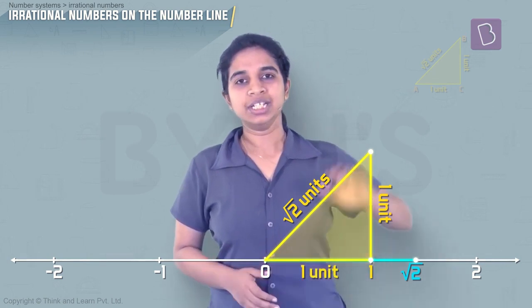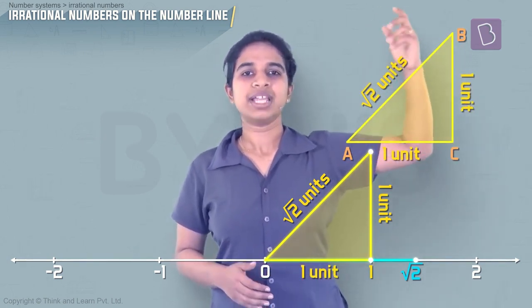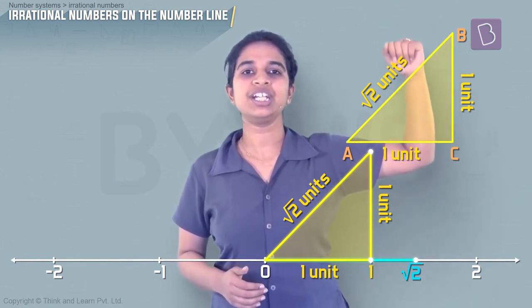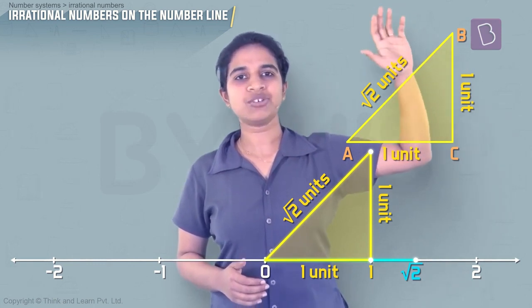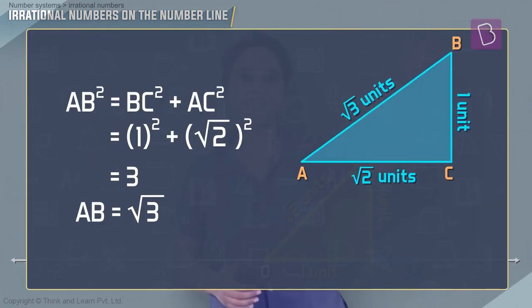For root 3, look at this triangle again, right? We had 1 plus 1, we got 2. If we want 3, how will we get it? 2 plus 1 will give us 3, right? And 2 is nothing but root 2 squared, right? So in the same triangle, if I change this side to root 2 and keep this side as 1, then my hypotenuse will be root 3, right? Because root 2 squared is 2, plus 1 squared is 1, will give you 3, right?